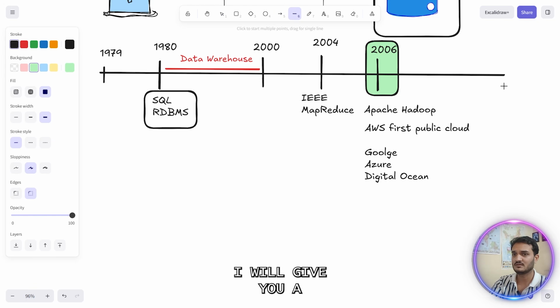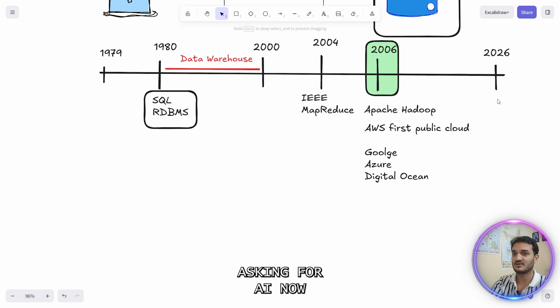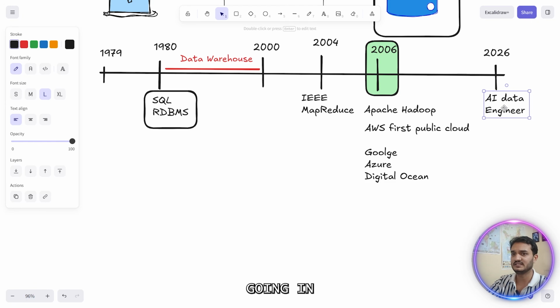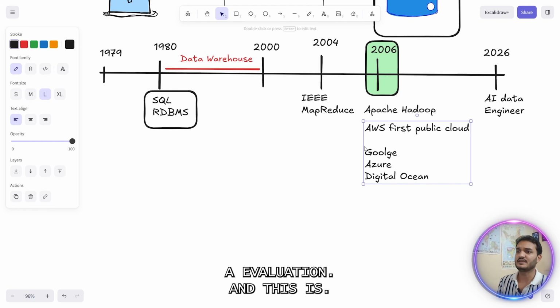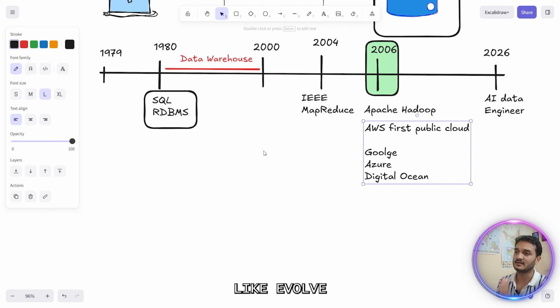like, I will give you today's timeline. If we talk about 2026, people are also asking for AI now, AI data engineer. We will talk about AI data engineer later in the course, but things are growing at a rapid pace. It is not like AI is going to take your job. It is just evolution, very similar to how things have evolved over time. Our scope is not from 1979. I will give you a glimpse from 2006 to 2026. Definitely, we are going to discuss all of this.